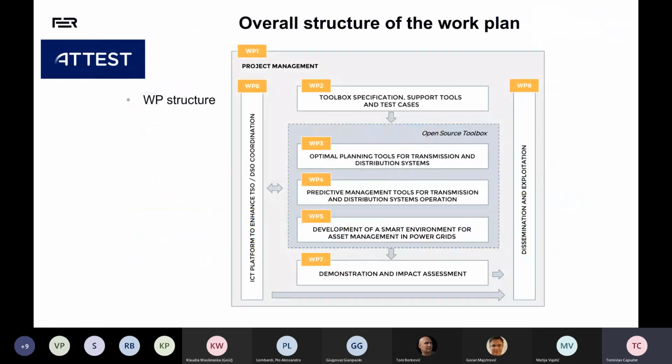So again, we have 8 work packages, similar to the previous one, but here the 3 that are in the center of the diagram are the key ones. As you can see, we are going from work package 4, where we are developing operational tools. The operational tools are focused on coordinated operation of transmission and distribution systems. As you remember from the last project that I presented, FlexiGrid, we focused on the distribution system operator and the distribution network using the assets to improve its operation.